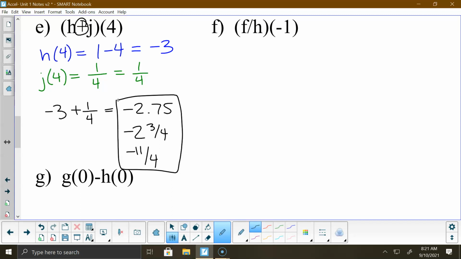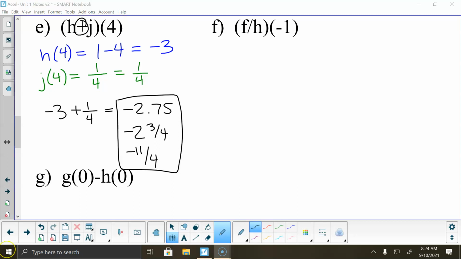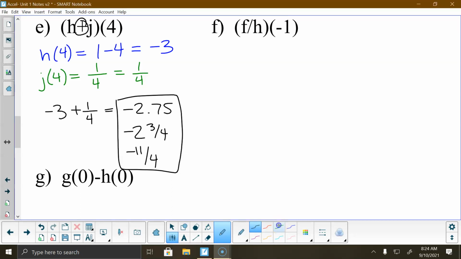We'll take a minute to work on F and G. Still, math is going to be a lot easier. So for F, I've got F of -1. We'll go purple. F of -1 is 2 times -1 plus 1. So -2 plus 1 is -1.